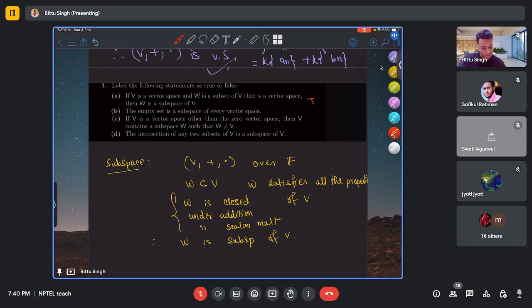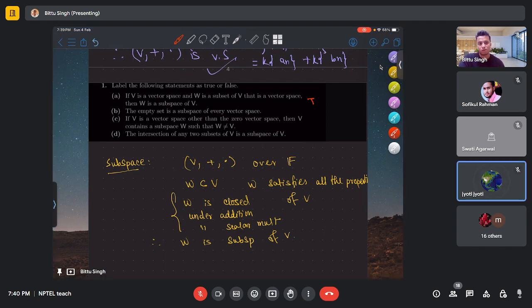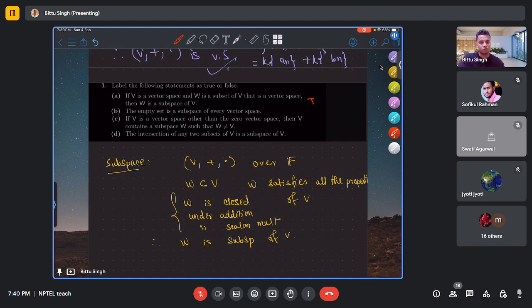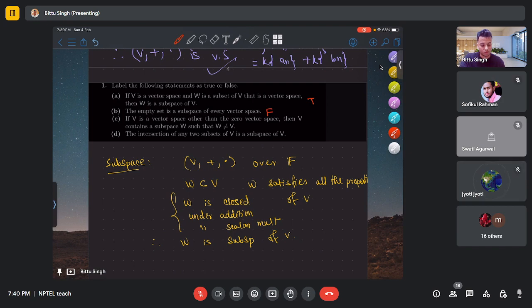What about the second? The empty set is a subspace of every vector space. Is it true? Yes, sir. No. A vector space has at least one element, 0, but the empty set has no element. So it is false.